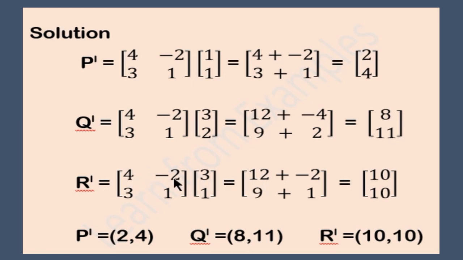Next R dash, take the first element 4 multiplied with the first element 3, gives us 12. The second element in this row multiplied by the second element in this column gives us negative 2. So 12 and negative 2 gives us positive 10. Go to the second row, take the first element 3 multiplied with the first element 3 gives us 9. The second element is 1 here, and the second element here is also 1. So 1 times 1 gives us 1, 9 and 1 gives us 10. And writing the coordinates of P dash, Q dash and R dash as ordered pairs, this is the answer that we get.